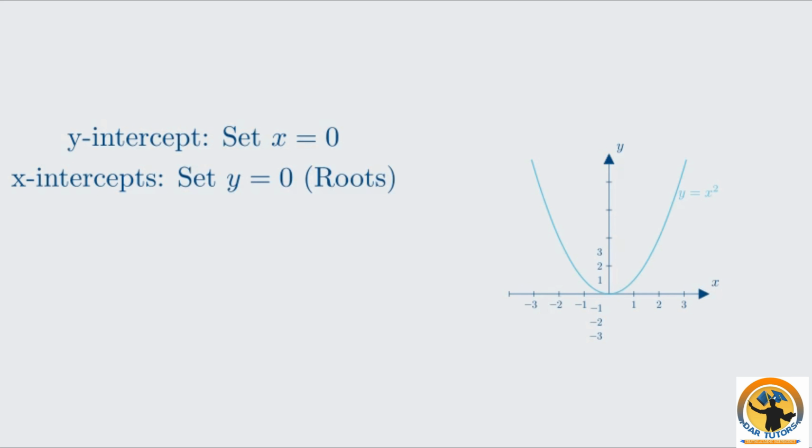A parabola can have 2, 1, or 0 x-intercepts. So, to summarize, the key features of any parabola are its vertex, axis of symmetry, y-intercept, and any x-intercepts. Now let's explore different forms of quadratic functions.